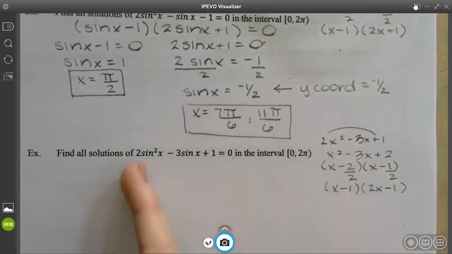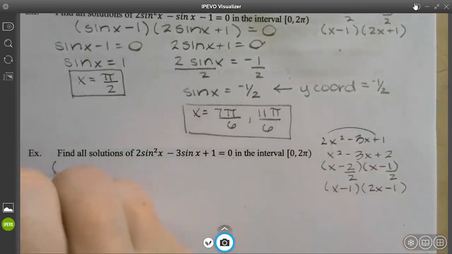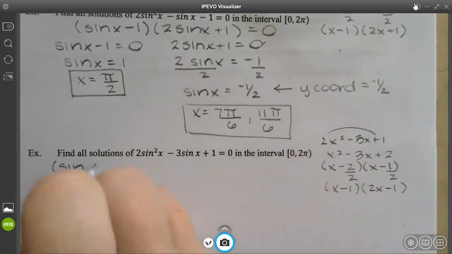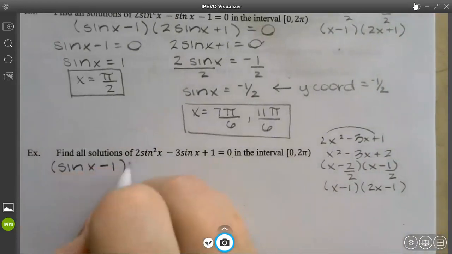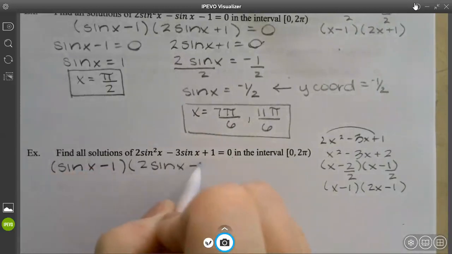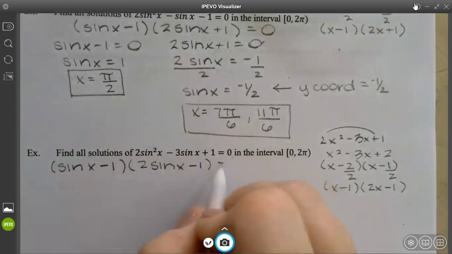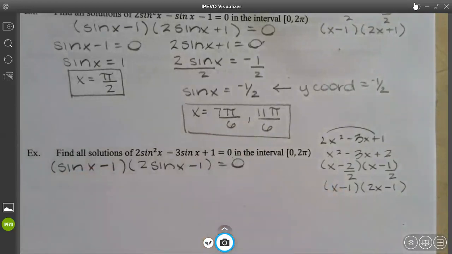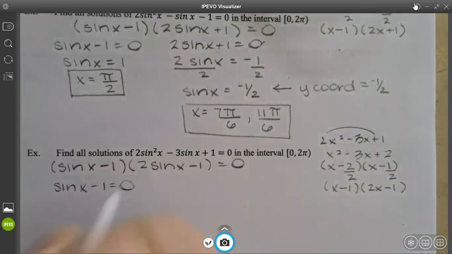So instead of x's, what do we have in our problem? Sine x minus 1, we've already done. 2 sine x minus 1. Is it equal to 0? So the only difference is a minus 1 instead of a positive 1. So we've already done this. Sine x minus 1 equals 0. I'm copying it from up here.